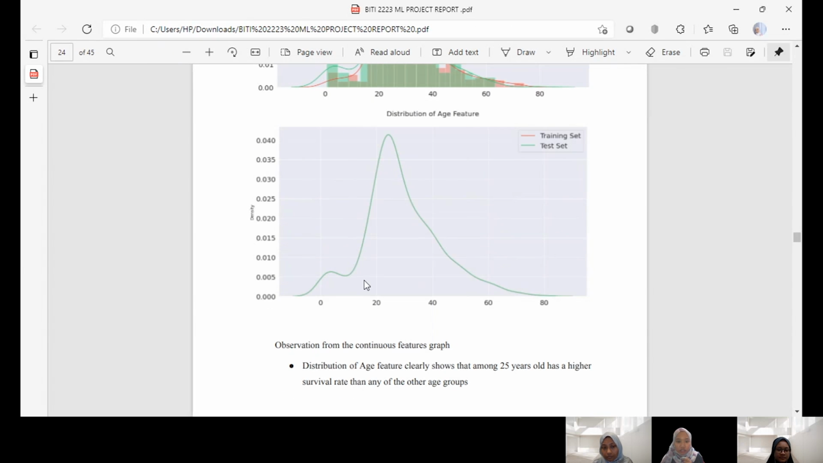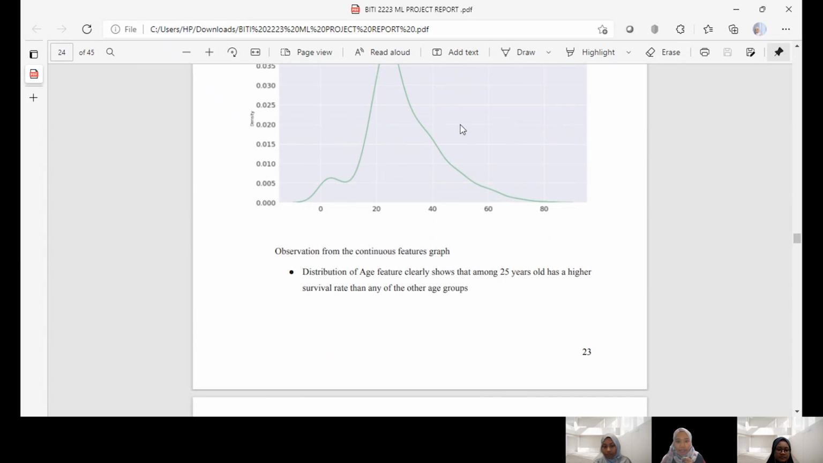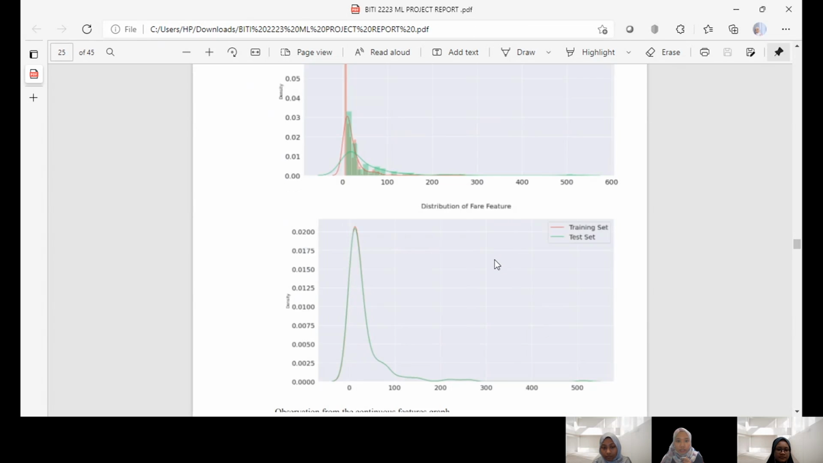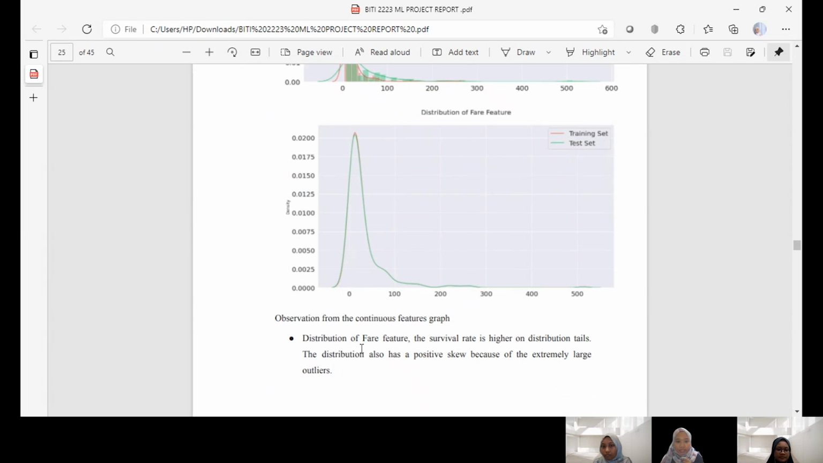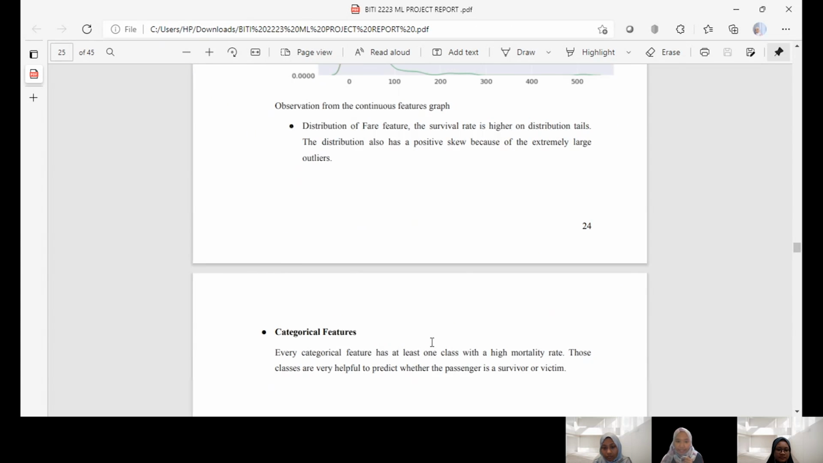From the observation, we can see that it clearly shows that among 25 year olds, there is a higher survival rate than any other groups here. Here is the distribution of survival in fare. We can see that the survival rate is higher on the distribution tails. The distribution also has a positive skew because of extremely large outliers.